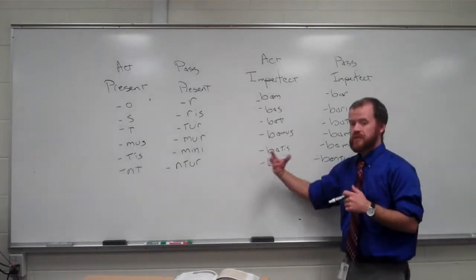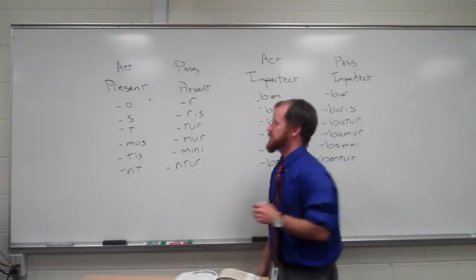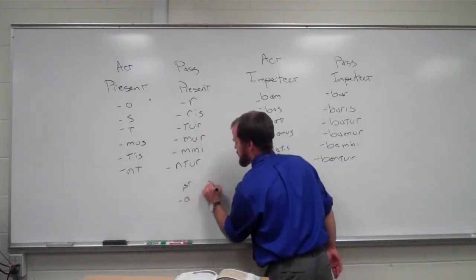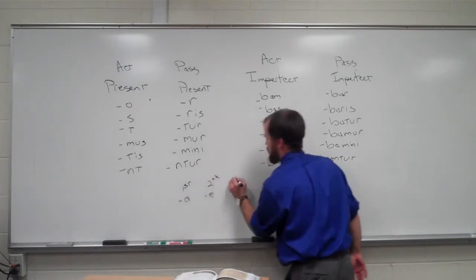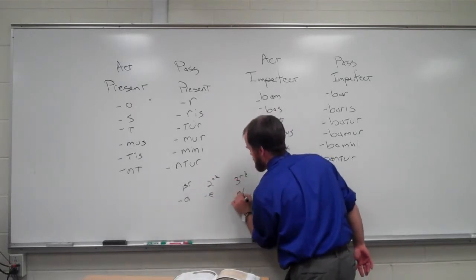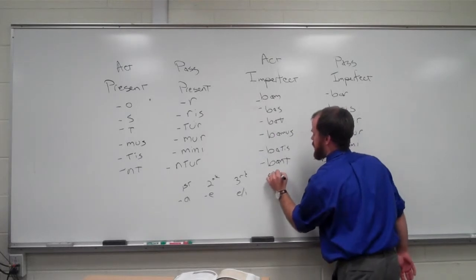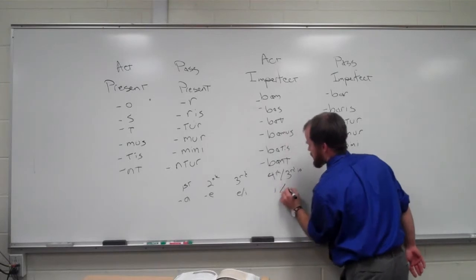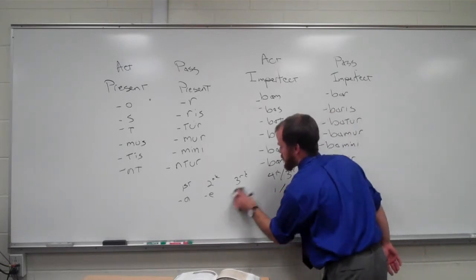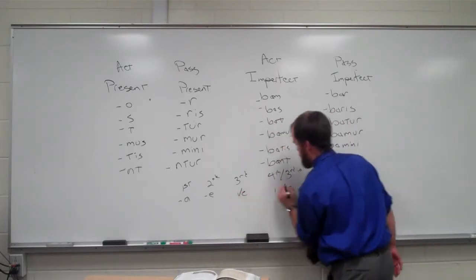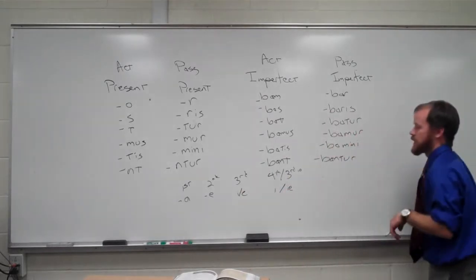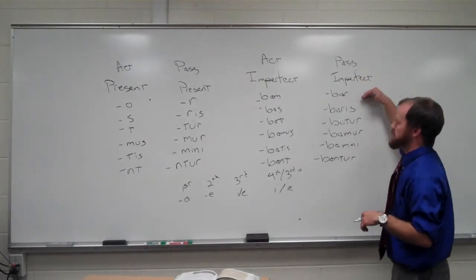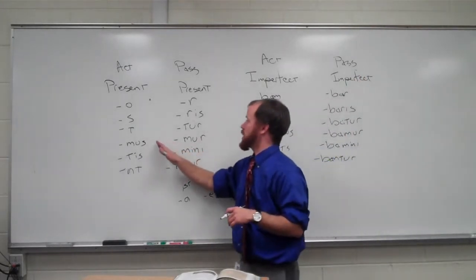The vowel structure stays the same, so in the first conjugation, we have A's, in the second, long E's, in the third, short E's, and in the third IO, we have I's and IE's. So the vowel stems stay the same, the tense indicator stays the same, it's just this final letter that ends up getting changed.